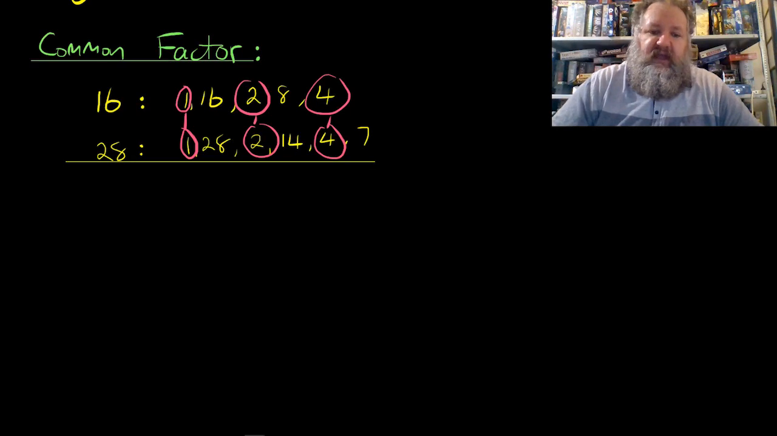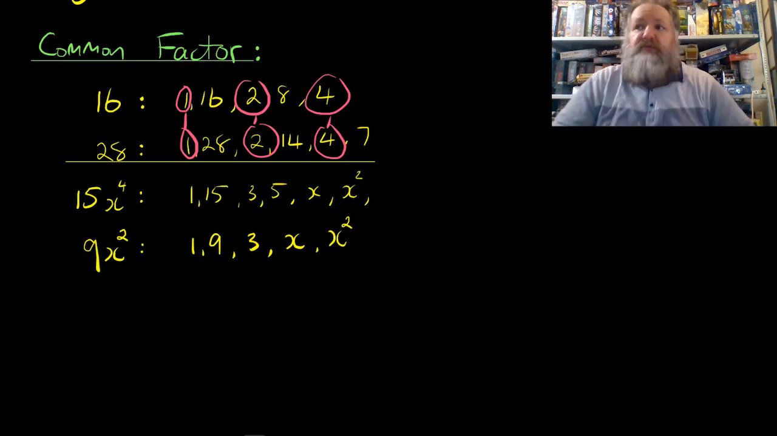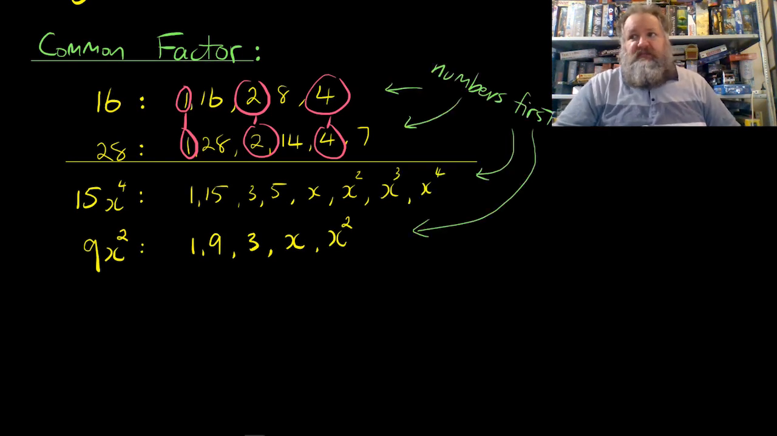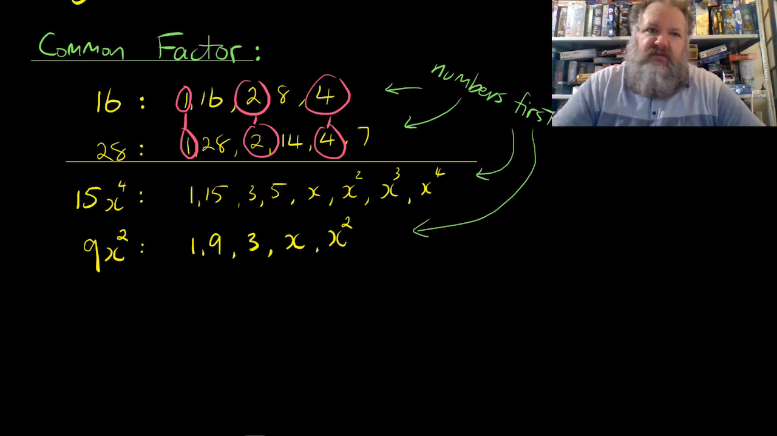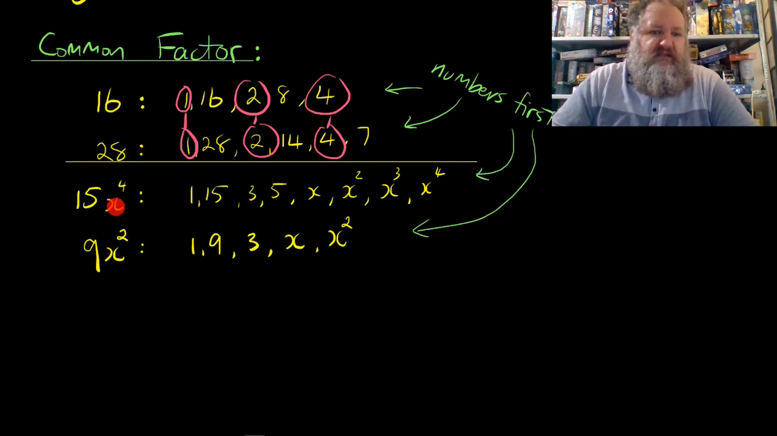Let's have a look then at how it might work in terms of our x values or our unknowns. We would again write all of our different values. Please note that you always put the numbers first when you're listing factors of a number that has variables, some sort of pronumeral. So we have here for 15 all of the different factors: 1 and 15, 3 and 5. That's all there is. And then we have all the factors of x to the power of 4.